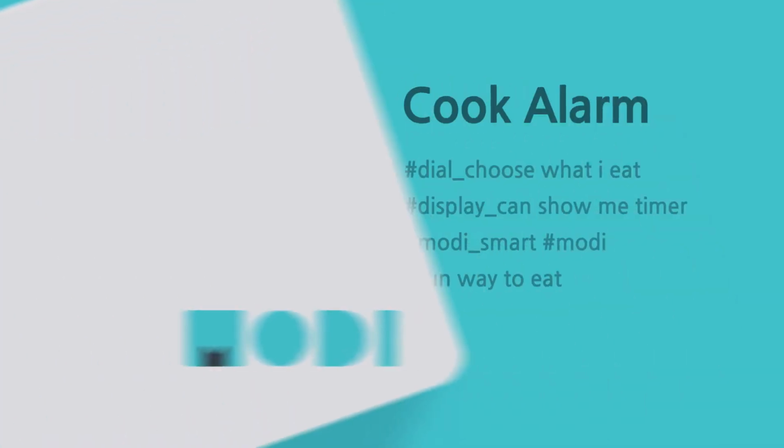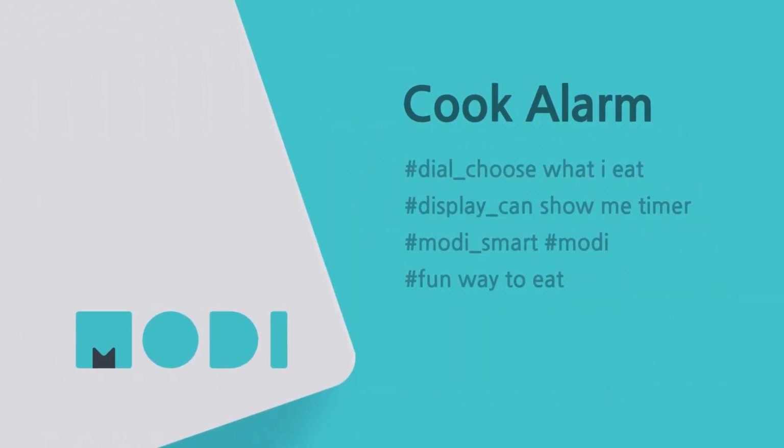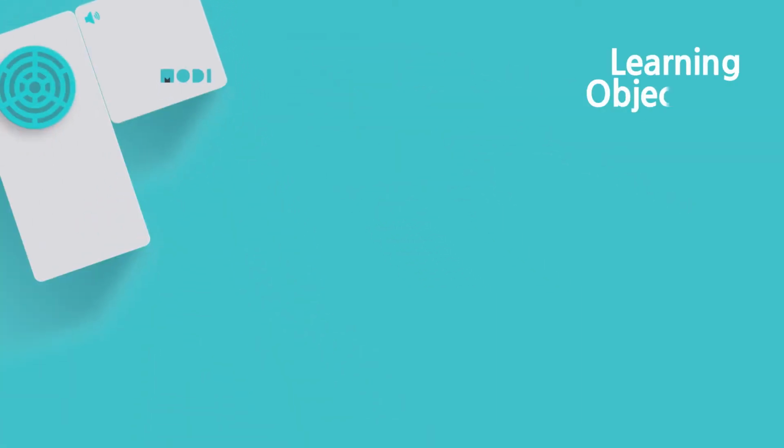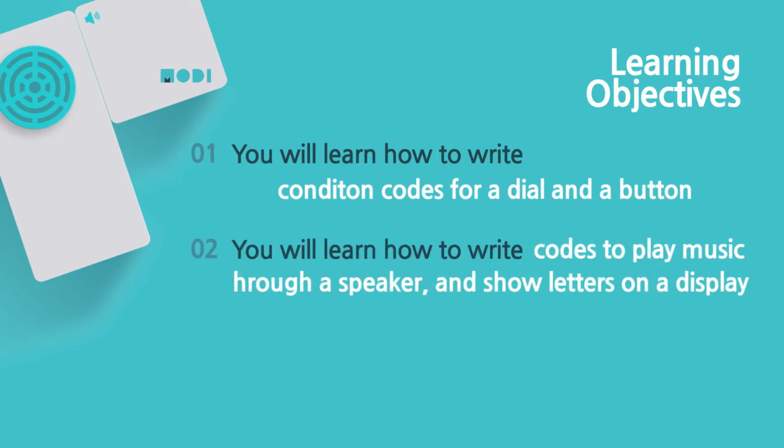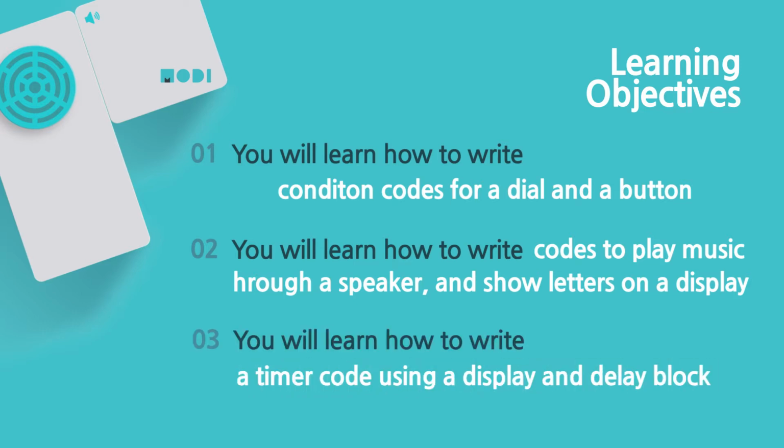Using Modi, we are going to make a cooking timer. Through this creation, you are going to learn how to write condition codes for a dial and a button, and how to write codes to play music through a speaker, and show letters on a display. Lastly, you will learn how to write a timer code using a display and a delay block.